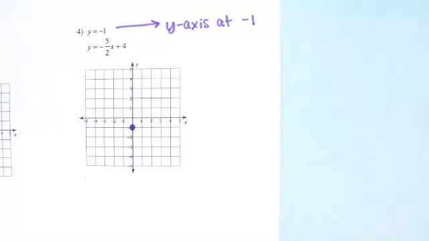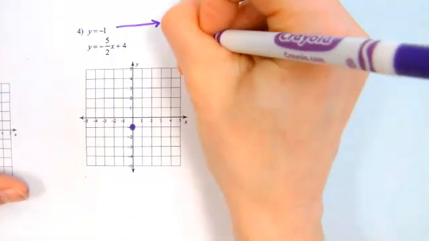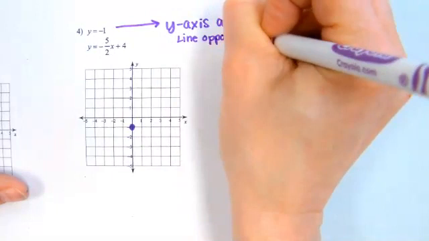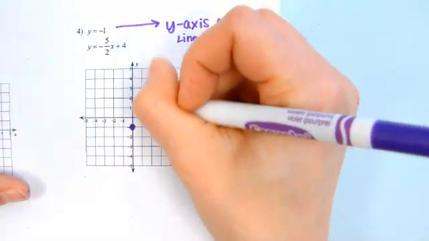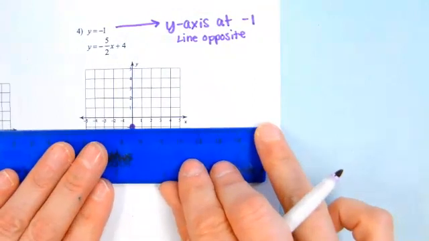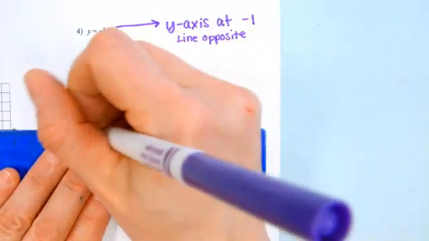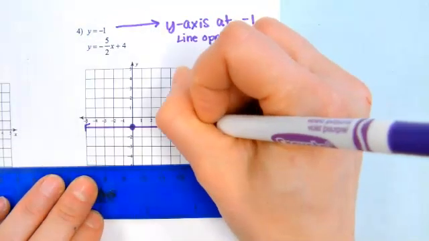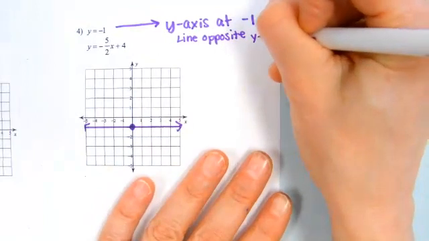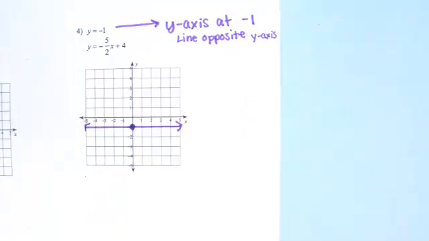And then we have no other places to put dots, but we don't want our line to land on the y-axis. We're going to make our line opposite of that axis. So instead of making it go up and down, we want the opposite of that, and for y, we're going to make that a horizontal line. Okay, and so that is going to be our first line already done.